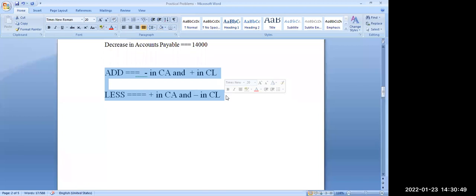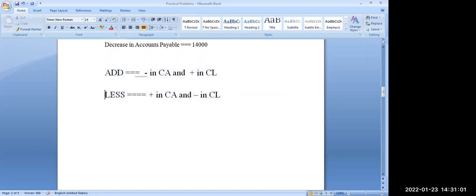Liability increases, definitely inflow. Asset decreases, definitely inflow. Asset increases means outflow. Liability decreases means you might have paid the liability, so there will be an outflow. That is why we are minusing the increase in current asset and decrease in current liability, and the opposite for the current asset and current liability to add.